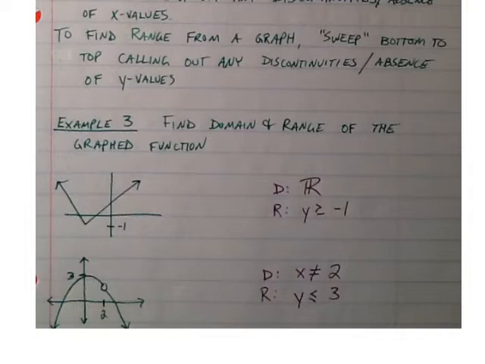For range, we're going to sweep from the bottom to the top, so what we have is does not exist all the way up until we hit -1, and at that point the graph does start existing, and it continues to exist all the way up, so our range is y is greater than or equal to -1. And finally, on the last graph, we do the same thing for the y values for the range of the parabola. We have y values down here, keep going, y values exist all the way up to 3, and at that point they cease existing. So y has to be less than or equal to 3.